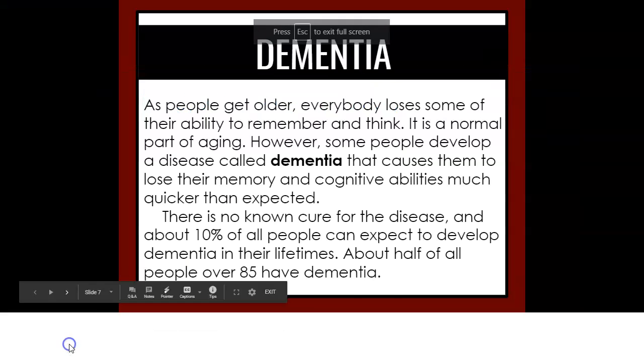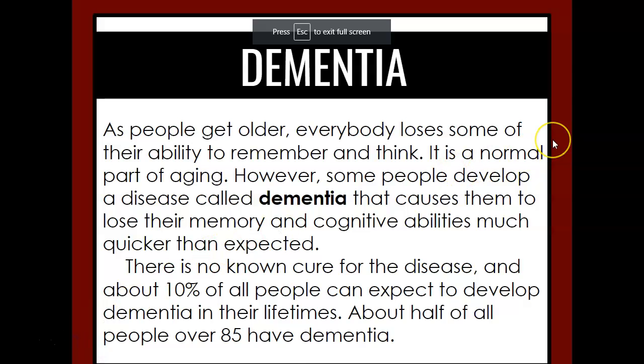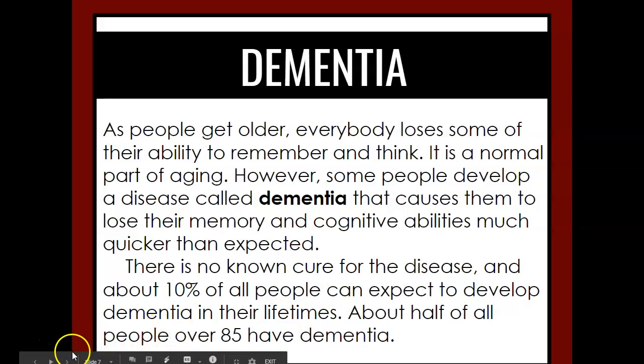So, dementia. As people get older, everybody loses some of their ability to remember and to think. It's a normal part of aging. However, some people develop a disease called dementia. And one type of dementia is Alzheimer's, as we saw in the video, that causes them to lose their memory and cognitive abilities much quicker than expected. There is no known cure for the disease, and about 10% of all people can expect to develop dementia in their lifetimes. About half of all people over 85 have dementia.